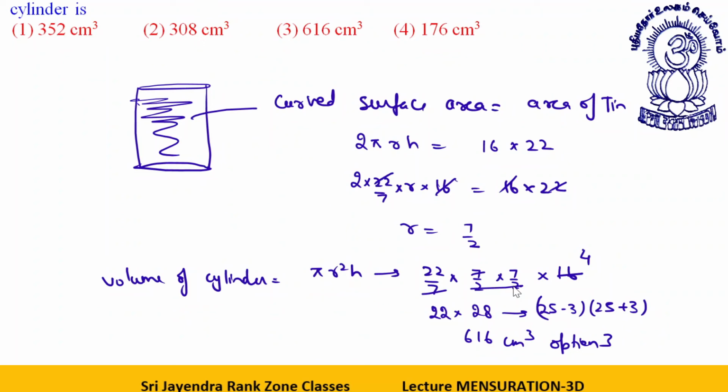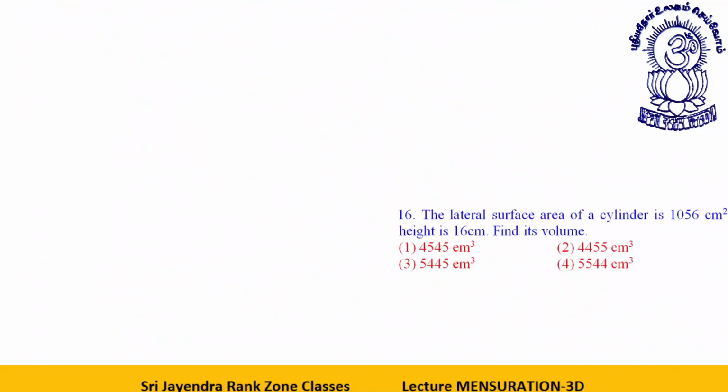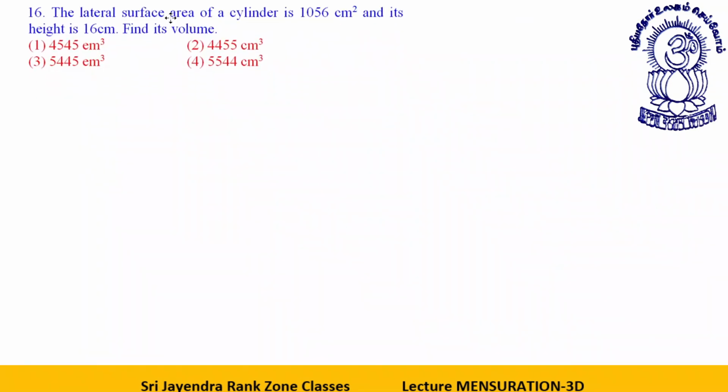Okay, dear students. Should I proceed to the next one? Lateral surface area of a cylinder is 1056 and its height is 16. Find its volume. You are given 2 pi r h is equal to 1056.